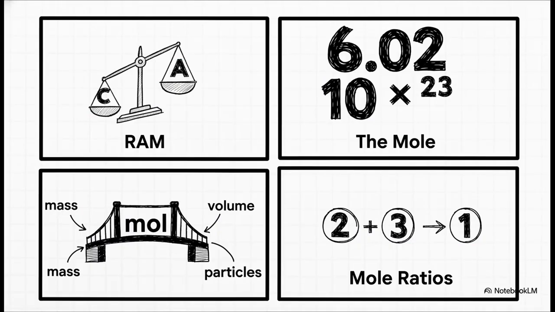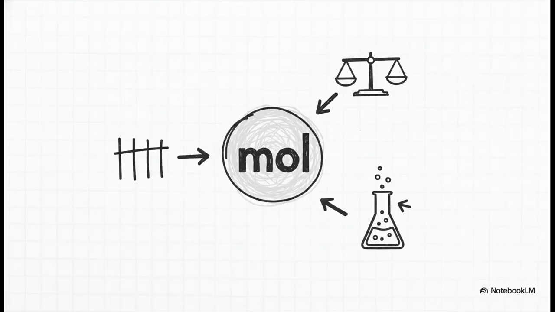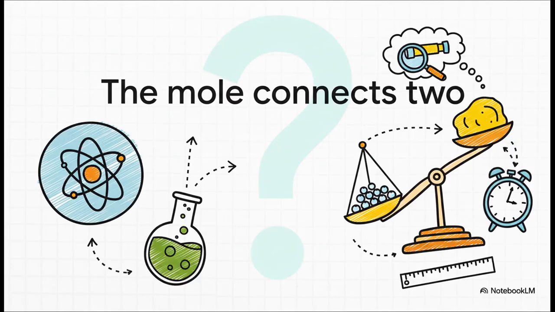All right, key takeaways. RAM compares mass. The mole is that huge number for counting atoms. The mole lets us count them, measure them, and predict exactly what's going to happen in a reaction. It literally connected two worlds. So what else could a number like this help us figure out?